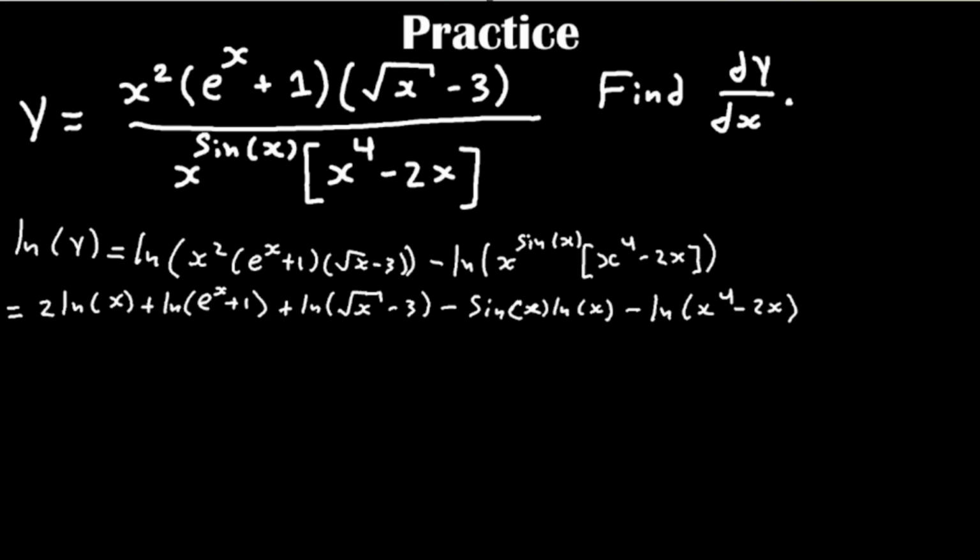Okay, so now if we take a derivative, the derivative of natural log y is equal to, okay, let's just go one by one. For this first term, the derivative of 2 natural log x is just 2 over x. For the natural log of e to the x plus 1, we would have 1 over the inside, so 1 over e to the x plus 1, times the derivative of e to the x plus 1, which is just e to the x, because the constant goes away.